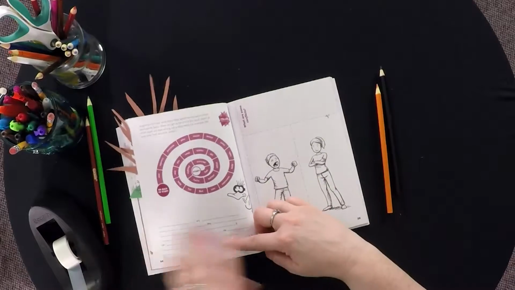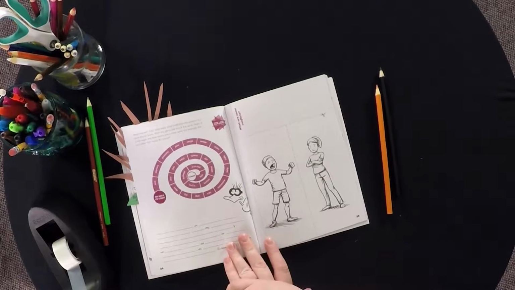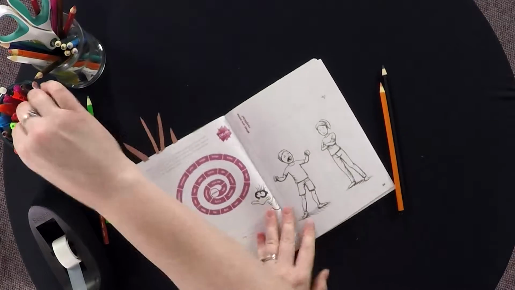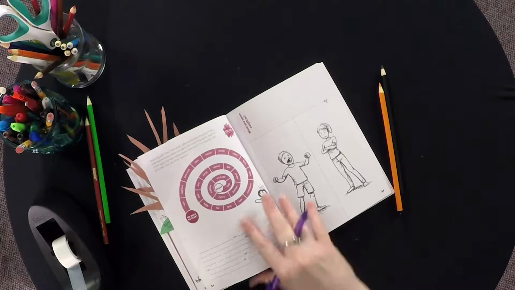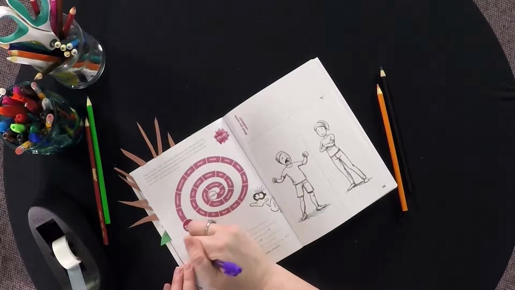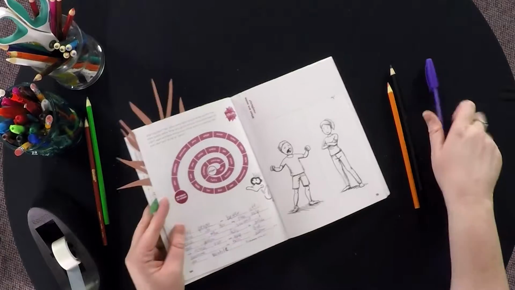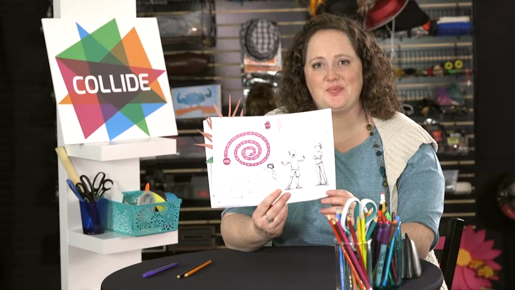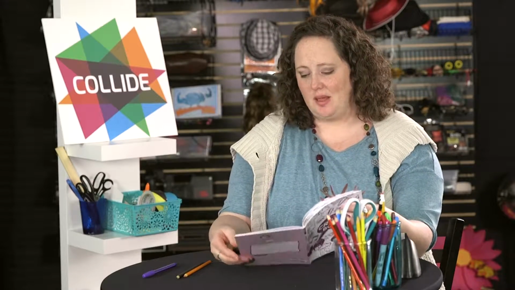The first activity is a Collide with a Word activity, and that's on page 34. They're going to write down every other word in the blanks below. Okay, so that's that. The next activity is on page 35.